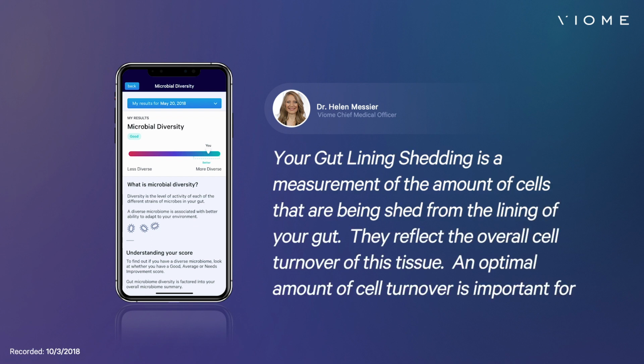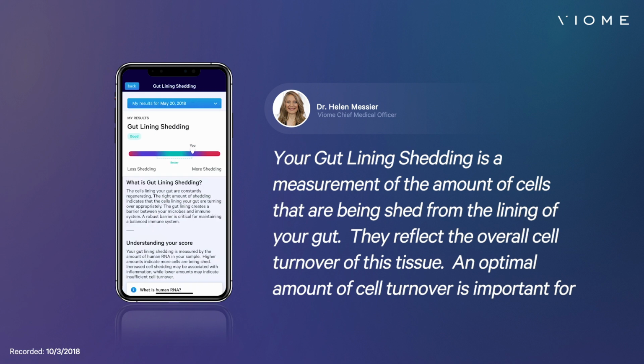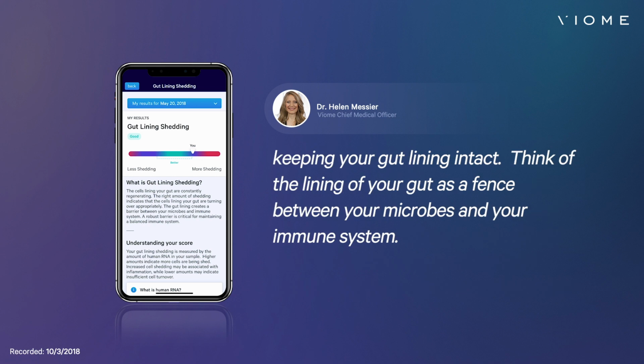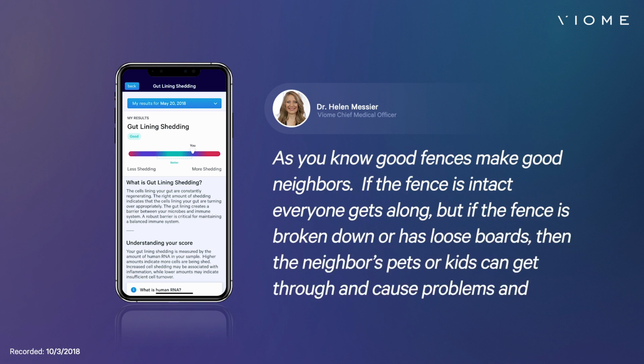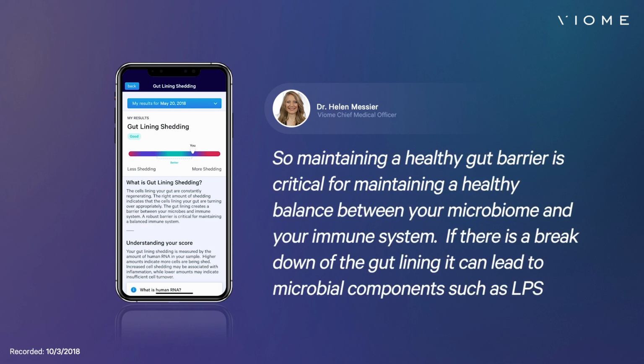Your gut lining shedding is a measurement of the amount of cells that are being shed from the lining of your gut. They reflect the overall cell turnover of this tissue. An optimal amount of cell turnover is important for keeping your gut lining intact. Think of the lining of your gut as a fence between your microbes and your immune system. As you know, good fences make good neighbors. If the fence is intact, everyone gets along. But if the fence is broken down or has loose boards, then the neighbor's pets or kids can get through and cause problems and animosity. So maintaining a healthy gut barrier is critical for maintaining a healthy balance between your microbiome and your immune system.